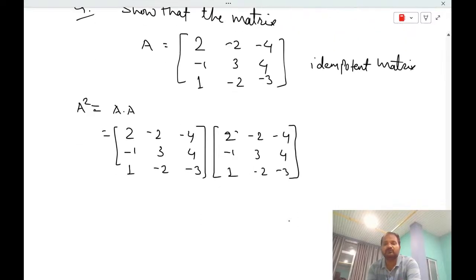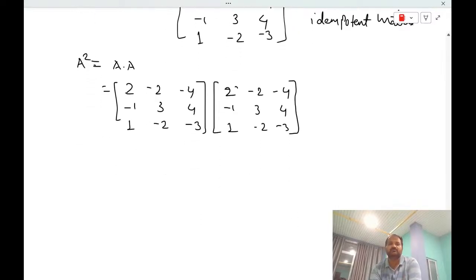Now we are going to multiply these. The first row will be multiplied to the first column. So 2 into 2 is 4, plus -2 into -1 is plus 2, that makes 4 plus 2, and -4 into 1 is -4. So the total answer is 4 plus 2 is 6, 6 minus 4 is 2.